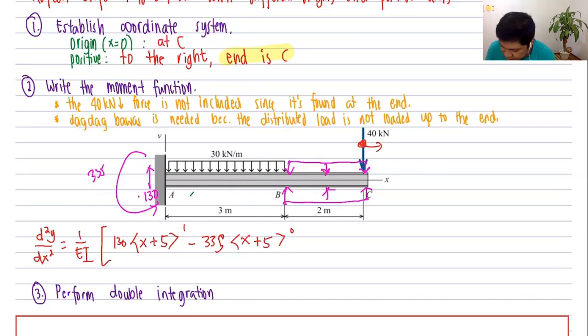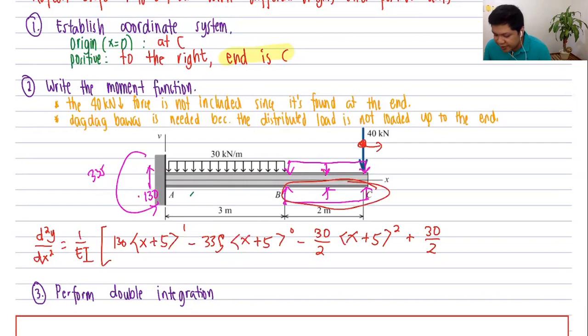How about the distributed load? That's 30 all over 2. It's negative because it's downward. Times x minus a, or x minus -5, so x plus 5 raised to 2, plus 30 all over 2. This one. Where did it start? So that's a challenge. The uniformly distributed load started here, so that's actually x equals -2. So x minus -2, x plus 2 raised to 2.